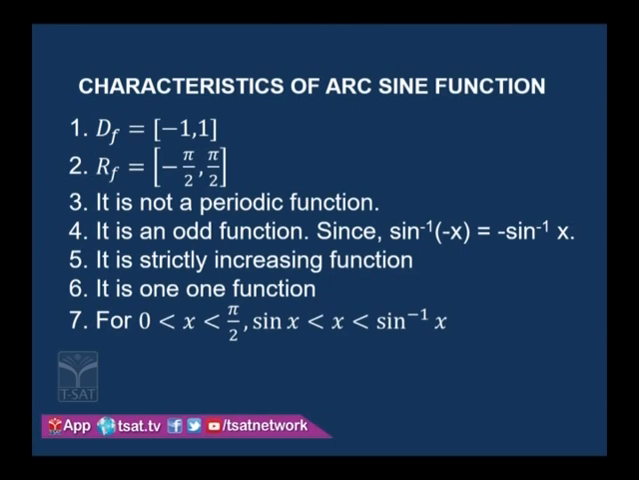Next, the characteristics of this graph: domain -1 to 1, range -π/2 to π/2. It is not a periodic function and it is an odd function. Sin inverse of -x is equal to -sin inverse x. It is a strictly increasing function. This is important, strictly increasing function. It is one-one and onto. Every inverse function is one-one and onto.